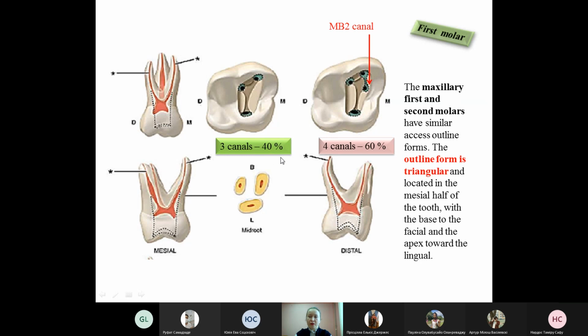In such cases, 40% of cases, it is such anatomy, and in 60% of cases there could be an extra canal, the so-called MB2 canal, the second canal in the mesio-buccal root. It is located a little bit distally toward the palatal side of the tooth. The outline form is triangular, but can also be rectangular. Access is done from the occlusal surface.